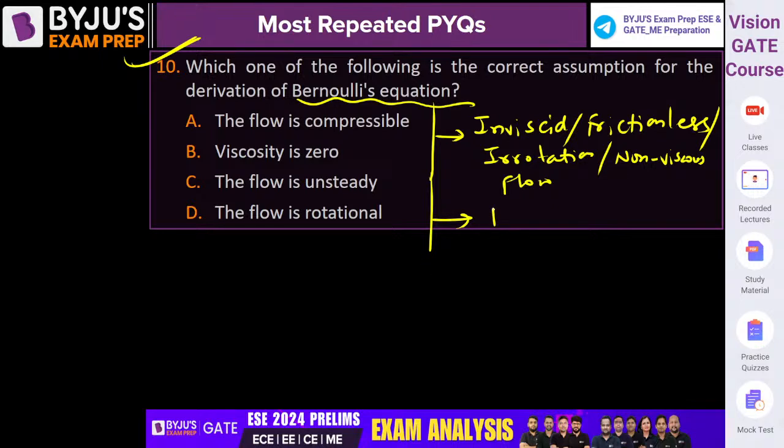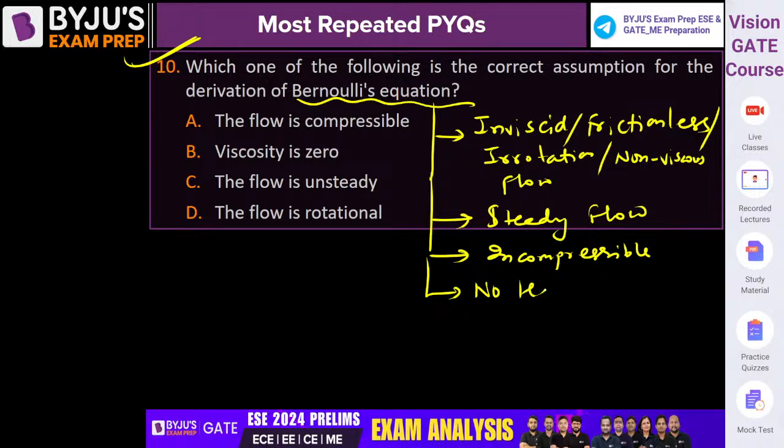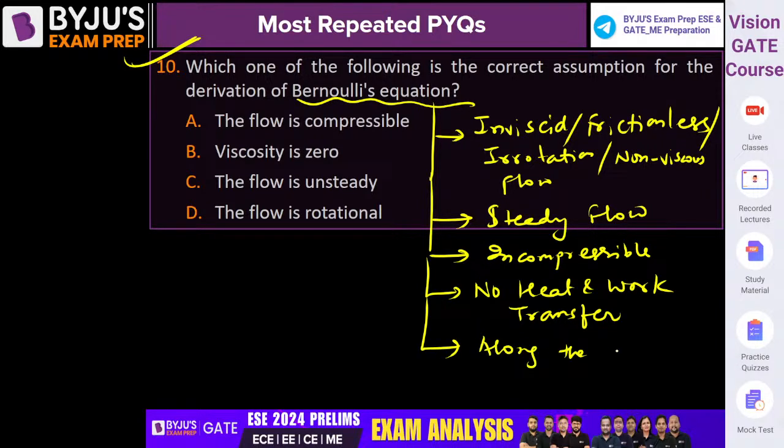The second one is the flow must be steady. The third assumption is the flow must be incompressible. The fourth assumption is no heat and work transfer. There should not be any other form of energy transfer. And the fifth assumption is along the streamline. The equation must be written along the streamline or in tangential direction. Then we will get the energy conservation equation, which is known as Bernoulli equation.